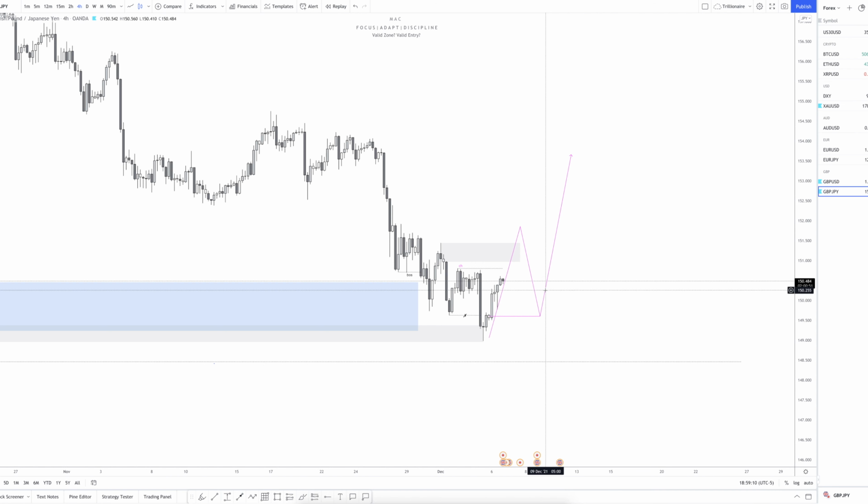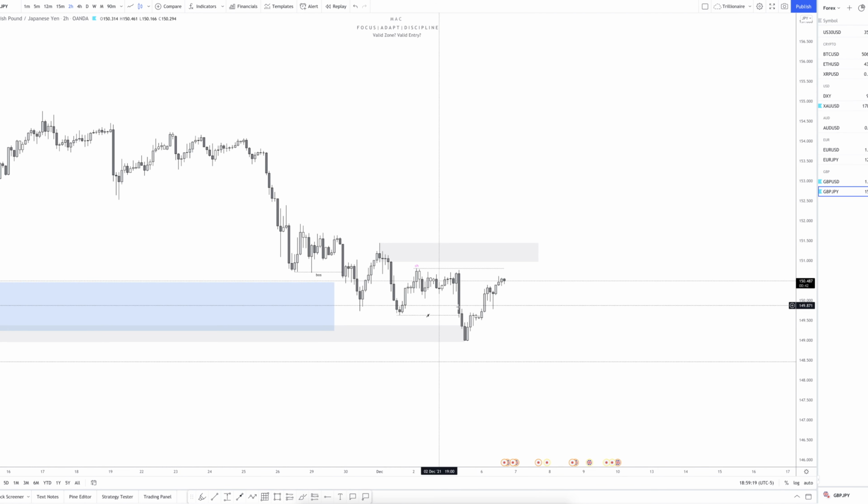But I just want to do a top-down analysis. So we're in a higher time frame demand zone that price may continue to push up from. And if we look at the H2 time frame, this is absolutely perfect. We see that price sweeps liquidity to the downside, and we could possibly get a change of momentum with a move to the upside.